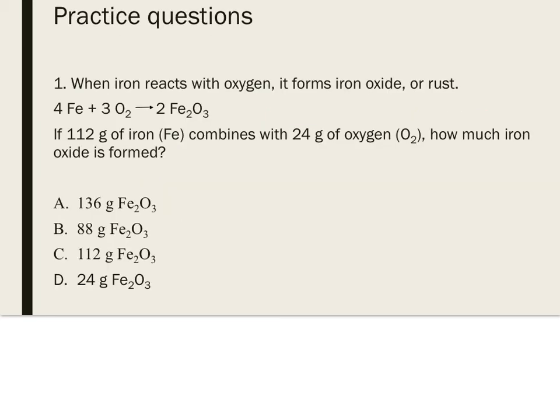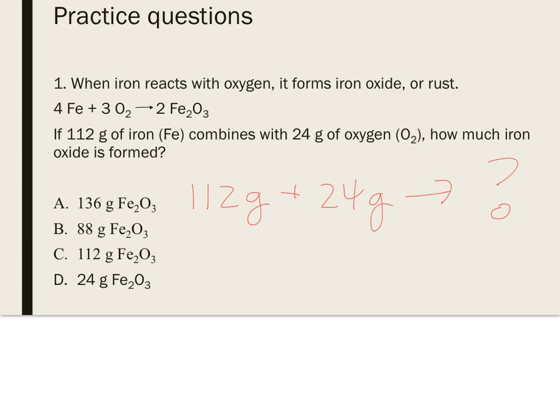Okay, let's do some practice questions. Number 1, when iron reacts with oxygen, it forms iron oxide or rust, right? So you've got this iron right here, that's Fe, reacts with oxygen, O, forms rust right here. If 112 grams of iron combines with 24 grams of oxygen, how much iron oxide is formed? All right, go ahead and pause this and see what you come up with.